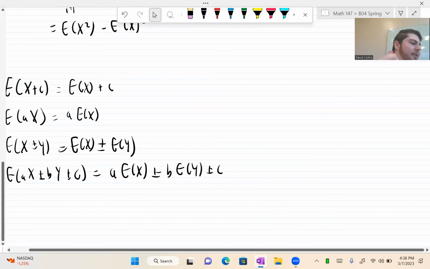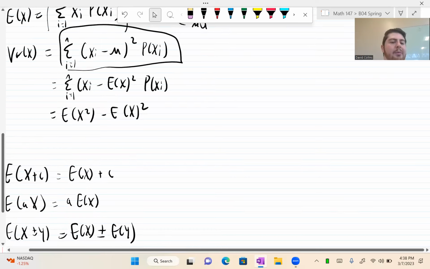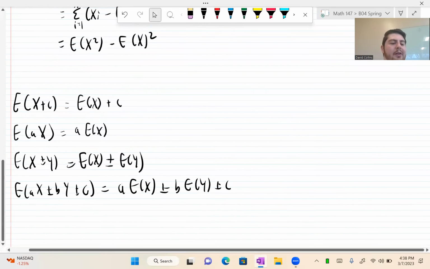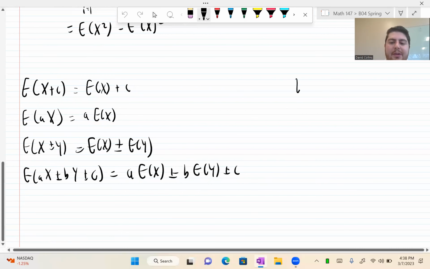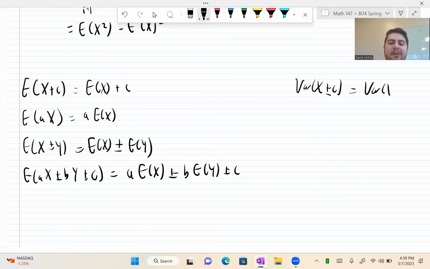Now, the variance is different because we have a squared term in here. It's not going to work as nicely. So the variance of x plus or minus c is the variance of x. This should make sense because if you add or subtract a value to all your data points, all you're doing is shifting the distribution over, right? You're not changing anything about the data. You're just moving it over.